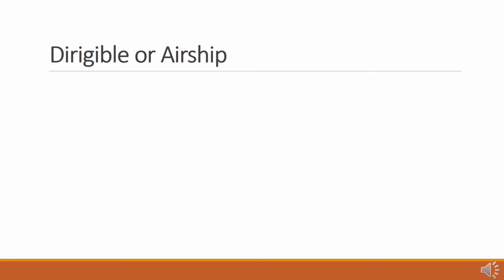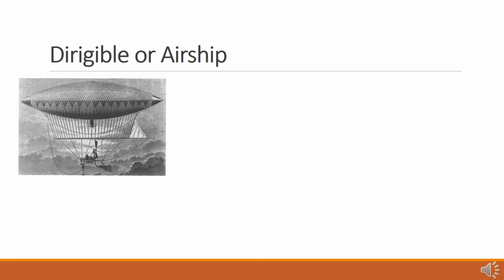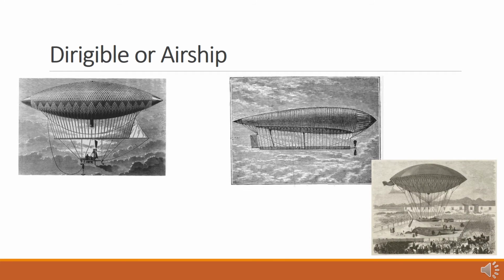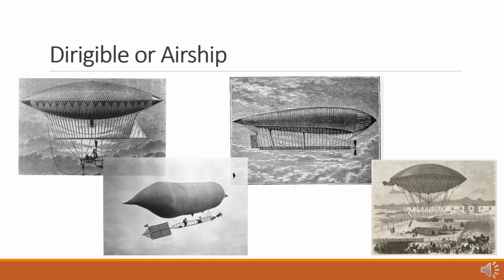The terms dirigible and airship are synonyms. A dirigible or airship is any lighter-than-air aircraft that is steerable and can navigate through the air under its own power. Dirigibles are classified either as rigid airships, semi-rigid airships, or blimps.